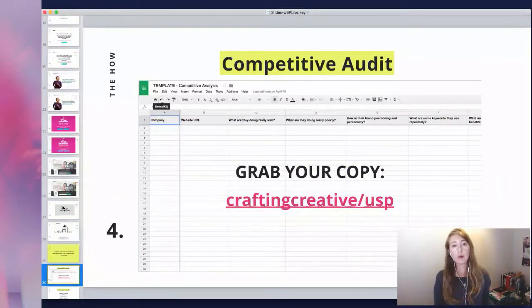One way that you can really stand out from the competition is to actually look at the competition. Look at how they're positioning themselves so that you can position yourself differently. Don't just make assumptions. Don't just make something up. I actually want you to go through a proper audit before you dig into building your USP.